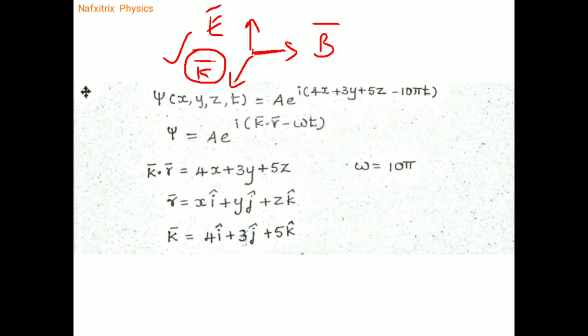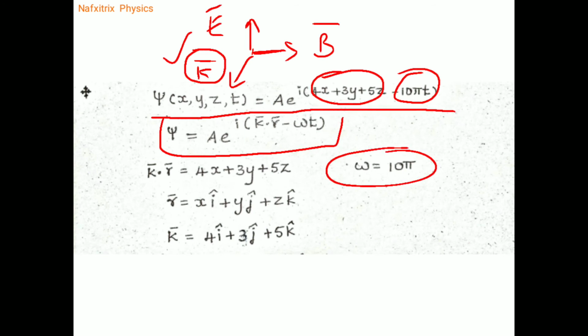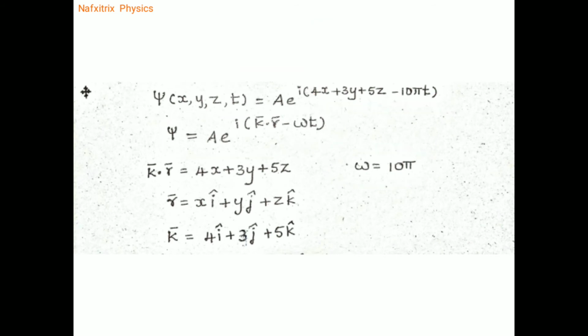So this was given in the question: xi of x, y, z, t equals A e power i (4x plus 3y plus 5z minus 10 pi t). This is of the form xi equals A e power i into (k dot r minus omega t). So this entire thing is k dot r, and this is omega t. Omega is nothing but 10 pi. In a similar fashion, k dot r is nothing but 4x plus 3y plus 5z.